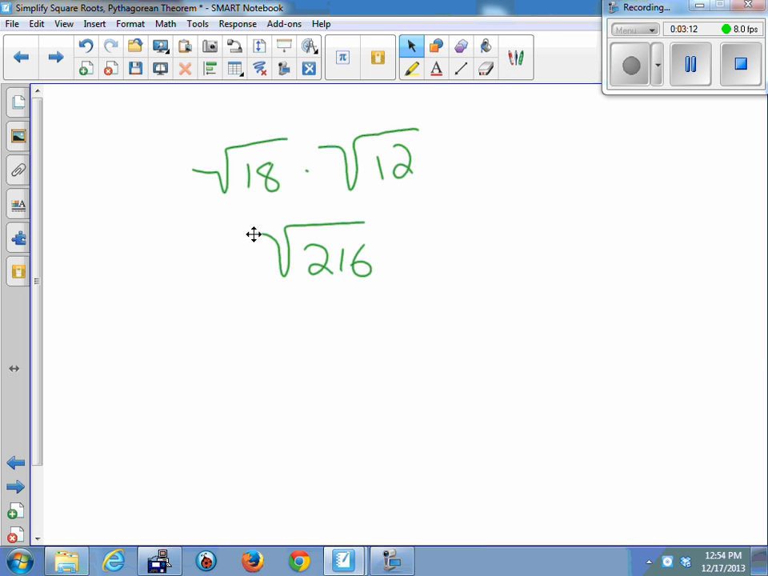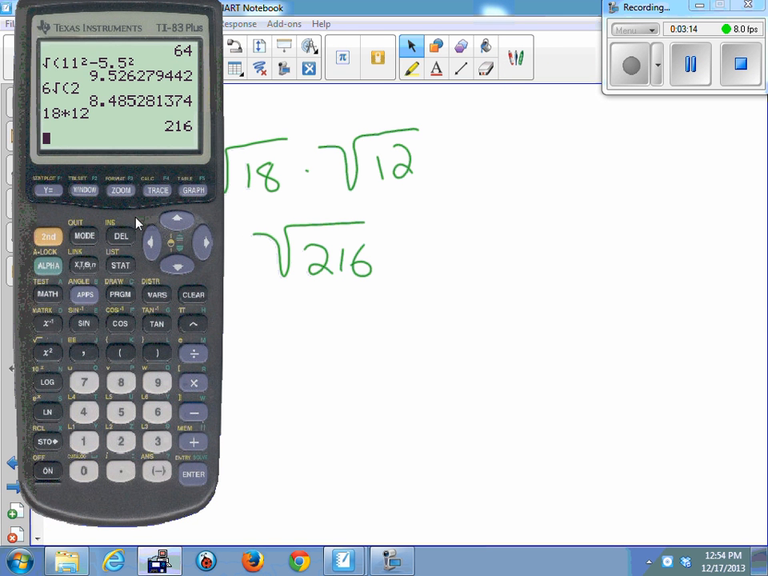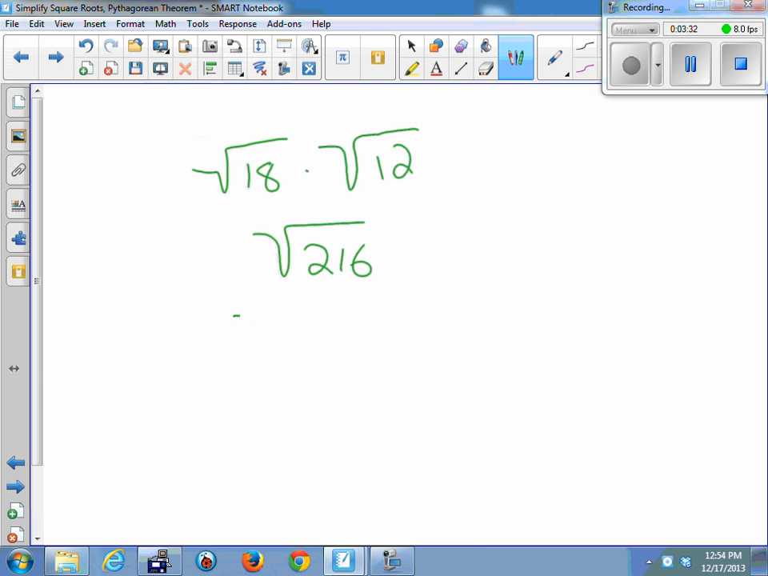In this case, the first thing is to check the square root of 216. That does not give me anything. So I'm going to start looking for those perfect squares. 216 divided by 36 gives me 6. So this is the square root of 36 times the square root of 6, and the square root of 36 is just 6, so 6 times the square root of 6.